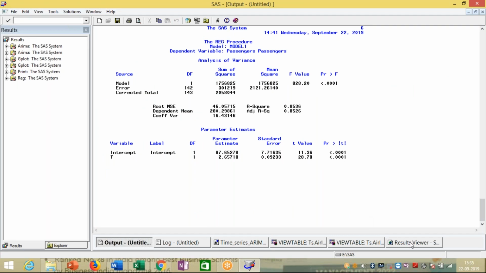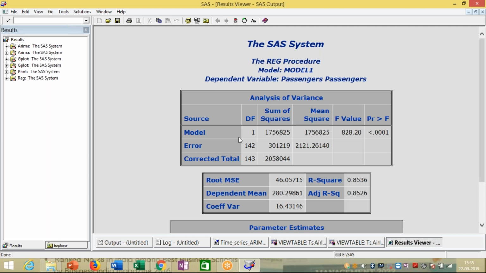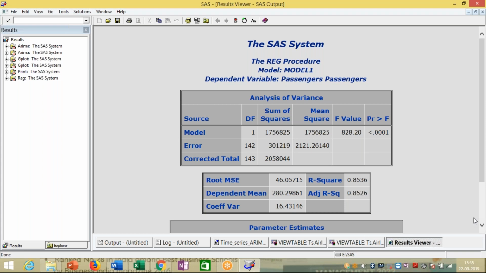So let's have a look into the results. We start with the first table. This is your analysis of variance table, and it comprises the model sum of squares, the error sum of squares, and finally the mean sum of squares. The mean sum of squares is the sum of squares divided by the degrees of freedom. The error sum of squares is divided by its respective degrees of freedom, and what you have is the mean square.